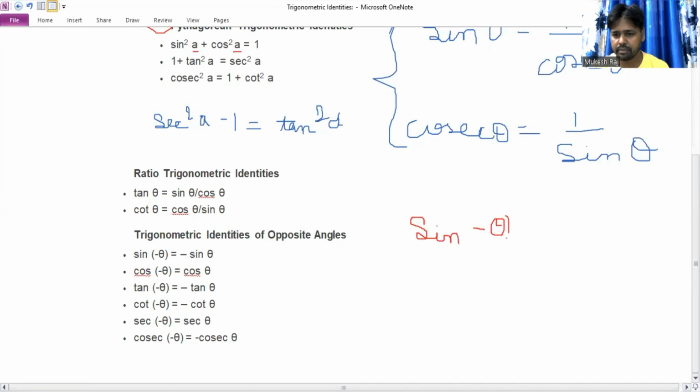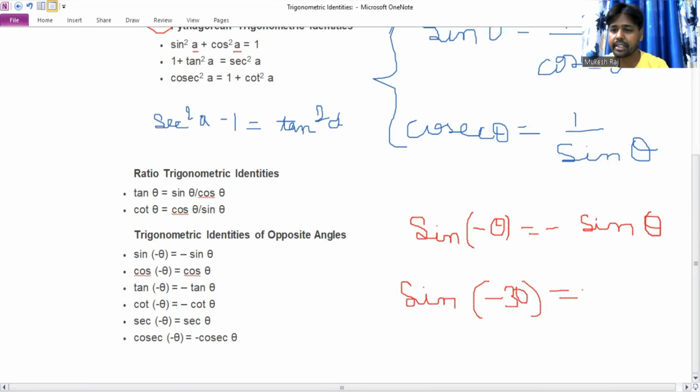Sine negative theta will be equal to negative sine theta. Suppose I am taking the value of 30 degrees. So if I write sine negative 30, then in that case it can be directly written as negative sine 30. So both these values can be equated to each other. This is just to make our calculations more simple and more adaptive as per the given question and situation. Sine negative theta will be equal to negative sine theta.